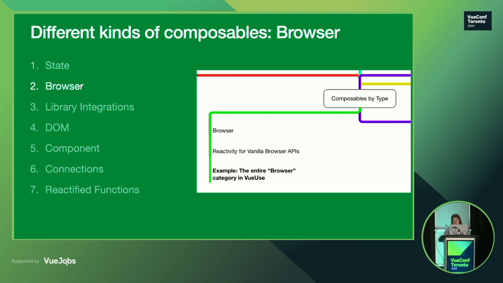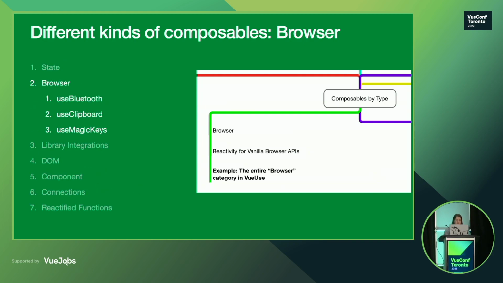Next, we have browser APIs. These are wrappers for vanilla browser APIs. It's basically the entire browser category in VueUse, and there are tens of functions, as we saw. We're going to talk about useClipboard first.